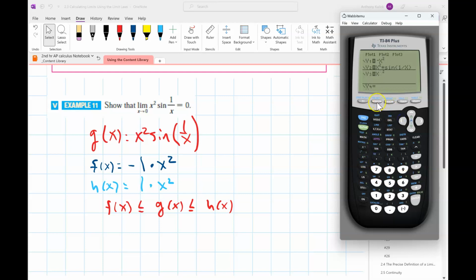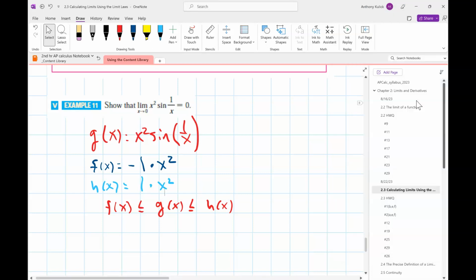So if I do this, that'll be okay. Here I'm going to graph -x squared. Here is x squared sine of 1 over x. And there's +x squared. And it does look like those two functions bound that other one, right? You guys buy that? Okay.